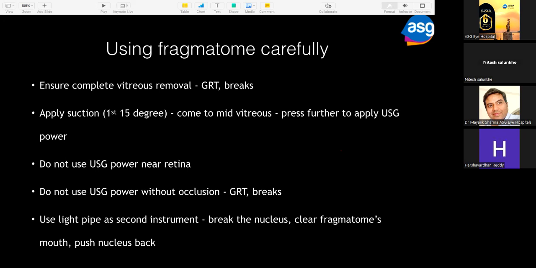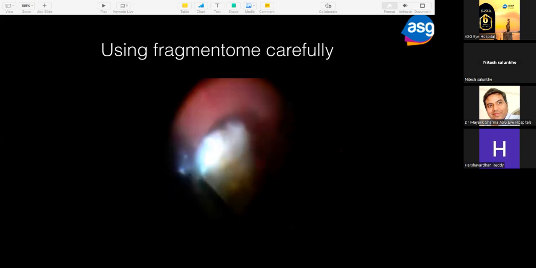Like I said, once you've engaged the nucleus, the port of your frag should be completely occluded with the nucleus, and only then should you use power. You can also use the light pipe as a second instrument to help break the nucleus, for counter pressure, or even to help feed the nucleus into the frag. You have to be very careful because the breaks that happen because of your frag are usually never small holes or retinotomies. These are going to be large breaks, even GRTs actually. So you have to be very careful.